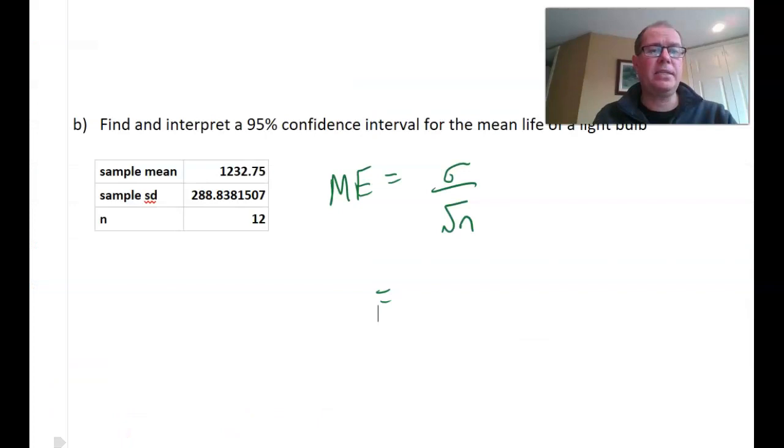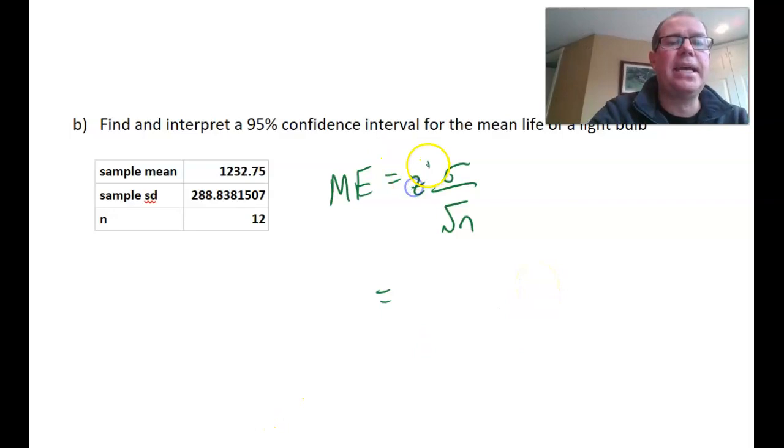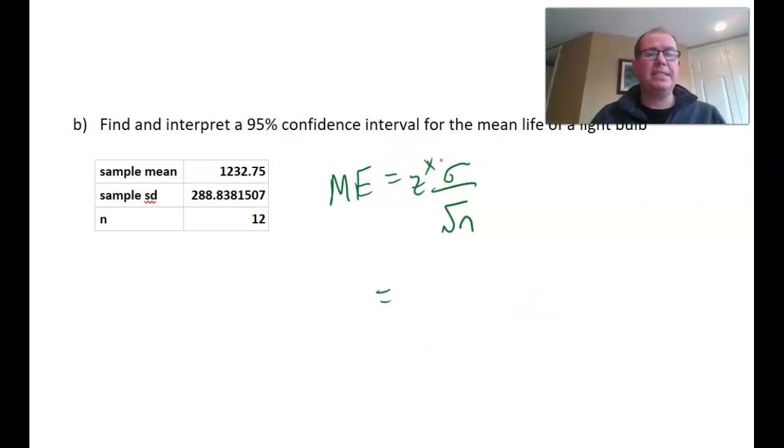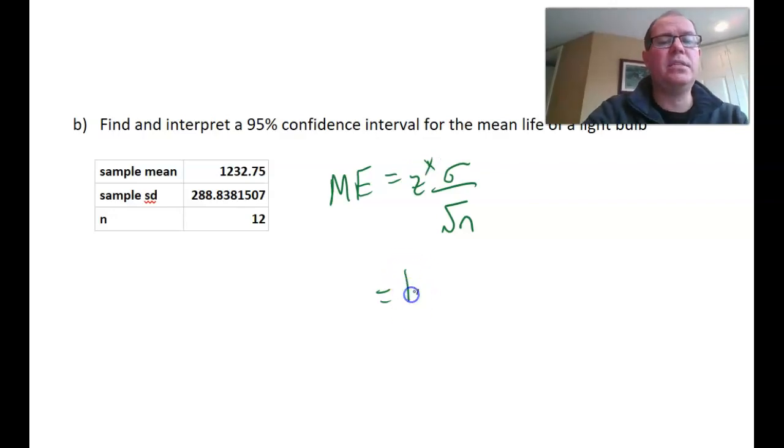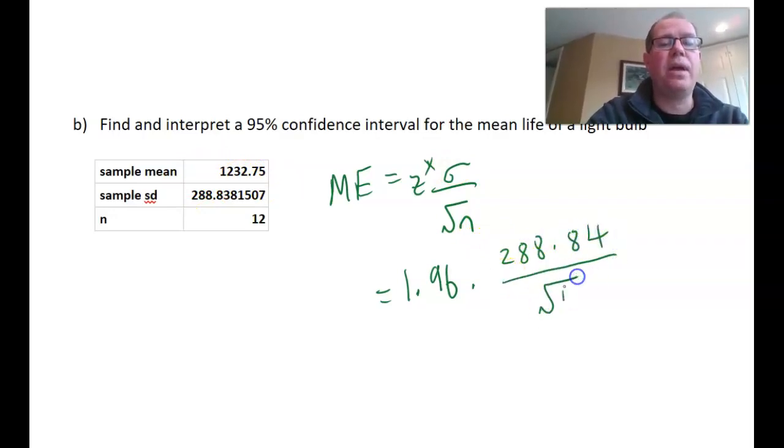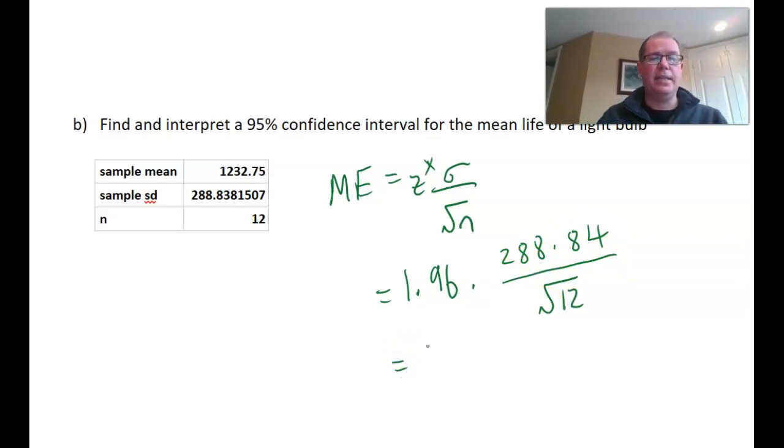So to work out our 95% confidence interval, we need to find our margin of error, which is our Z star value multiplied by sigma over root n. Because I'm at the 95% level, I want to use a Z star value of 1.96 and multiply that. We don't know sigma, so we're going to use our sample standard deviation as an estimate: 288.84 divided by the square root of 12. And popping that into my calculator, I get 163.4 hours.